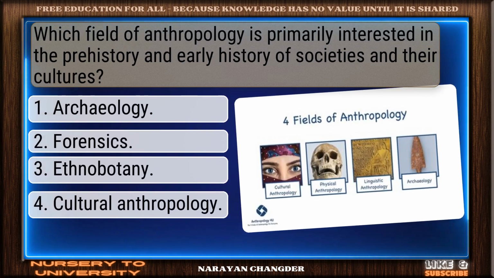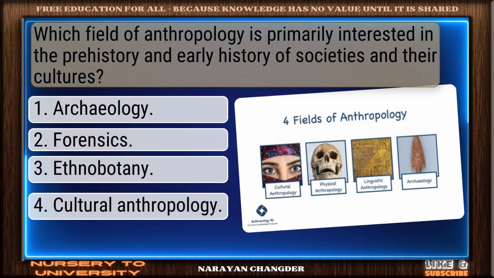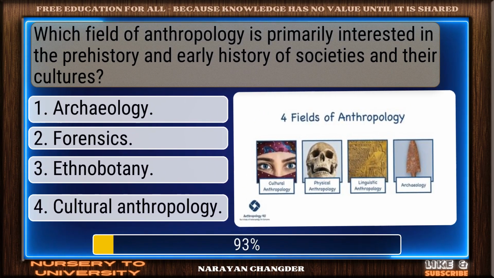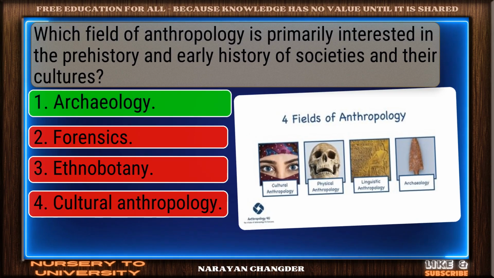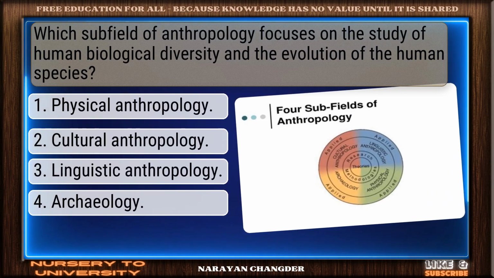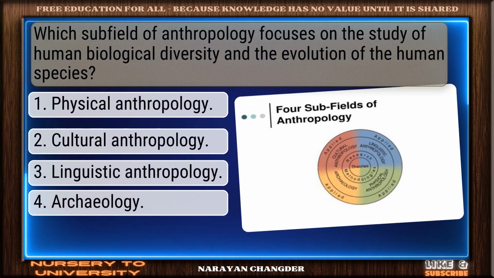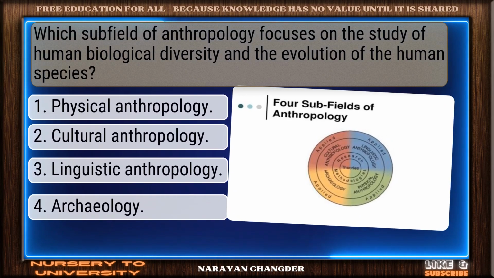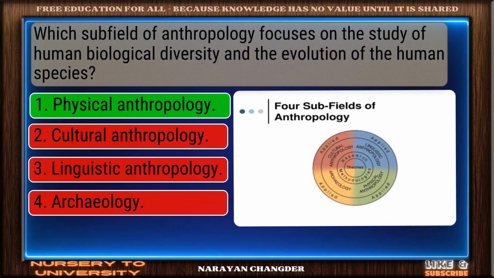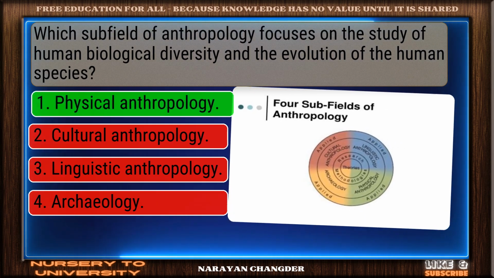Which field of anthropology is primarily interested in the prehistory and early history of societies and their cultures? Correct response. Archaeology is the most accurate answer. Which subfield of anthropology focuses on the study of human biological diversity and the evolution of the human species? Good job. Physical anthropology works well here.